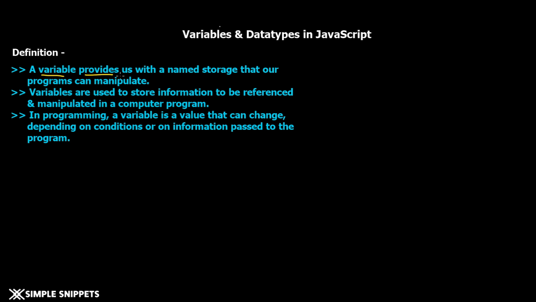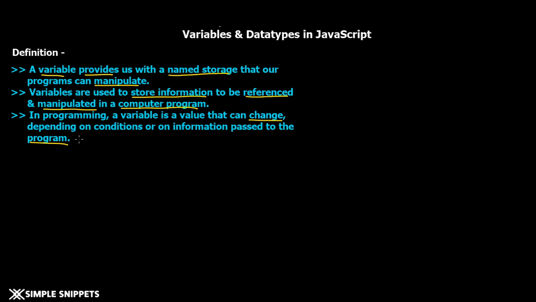A variable provides us with a named storage that our programs can manipulate. So this is definition number one. Another type of definition would be variables are used to store information to be referenced and manipulated in the computer program. So pretty much similar to the first one, just with a little bit more words, complex words actually. And then in programming, a variable is a value that can change, hence actually the name variable. Variable basically means an entity that can variate or change depending on the condition or the information passed to the program.